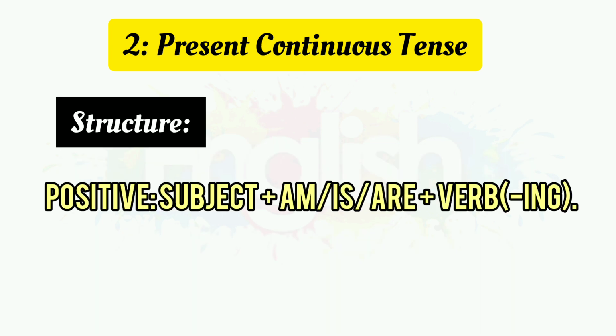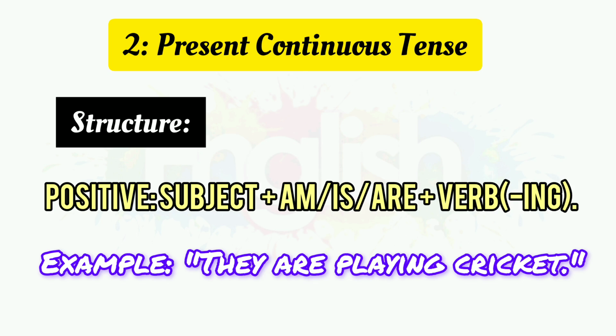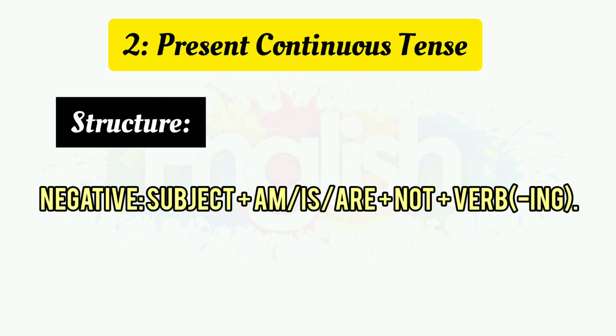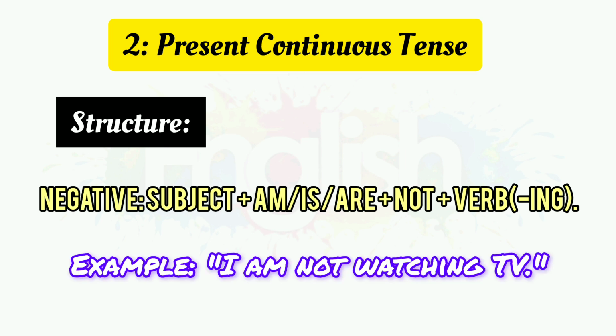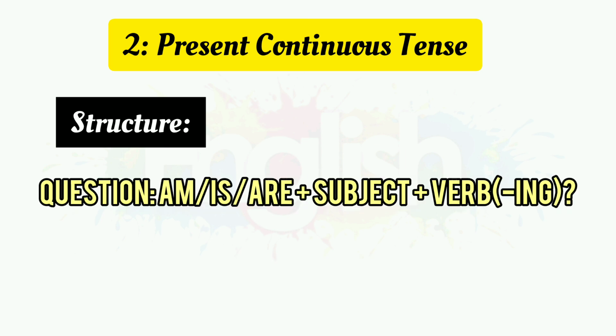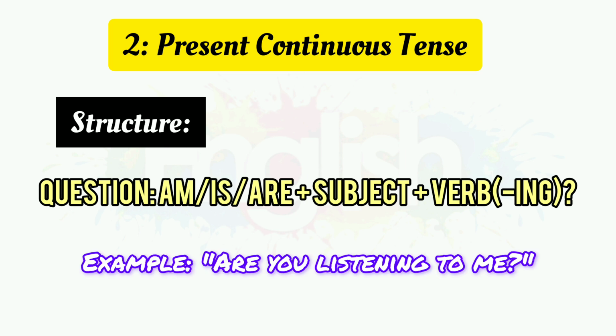Structure, positive: subject plus am, is, or are plus verb plus ing. Example: They are playing cricket. Negative: subject plus am, is, or are plus not plus verb dash ing. Example: I am not watching TV. Question: am, is, or are plus subject plus verb ing. Example: Are you listening to me?